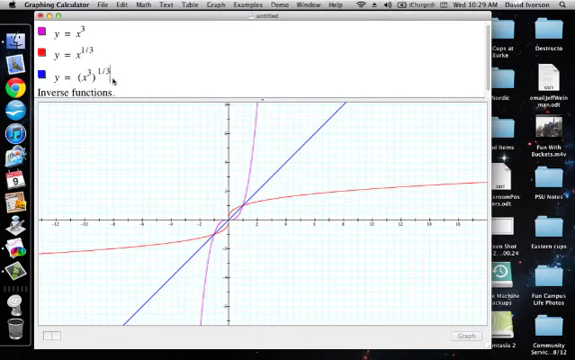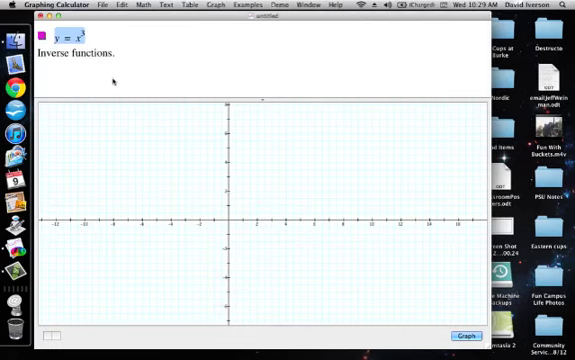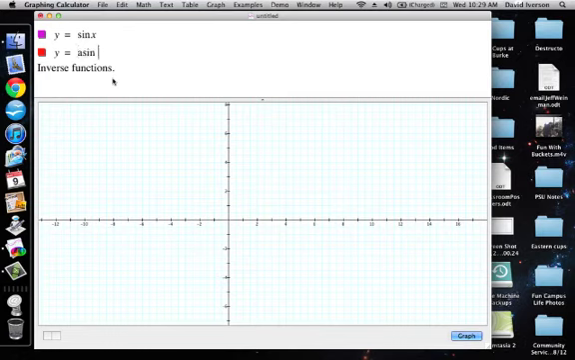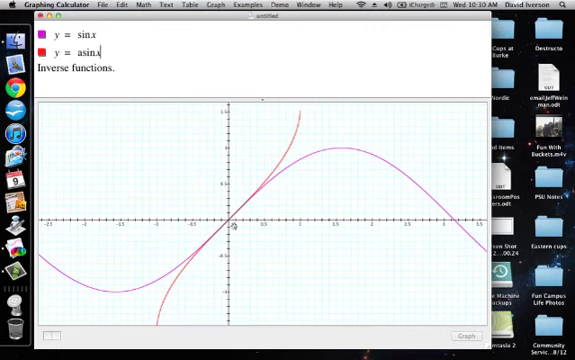Last one that I want to do, well, I'll probably do more. y equals sine x, and then I'm going to do y equals a sine of x. Now, this is really, really critical, that this function y equals the sine inverse of x is only defined on this interval from -1 to +1. Why is that?